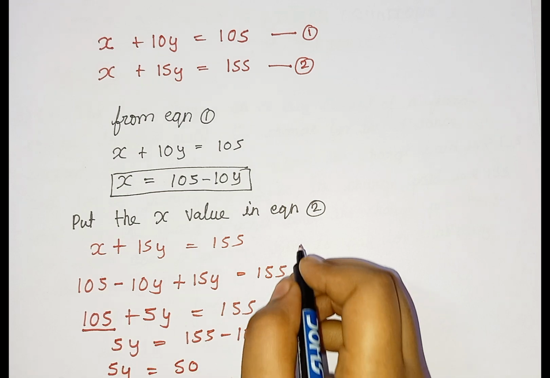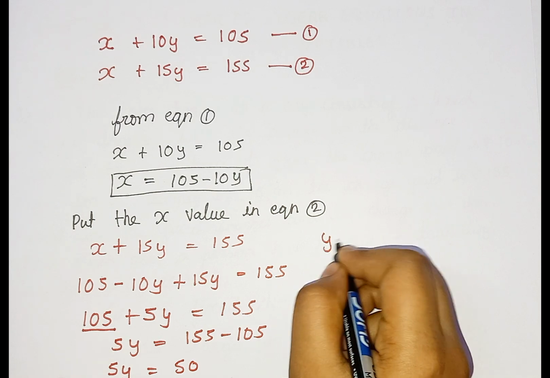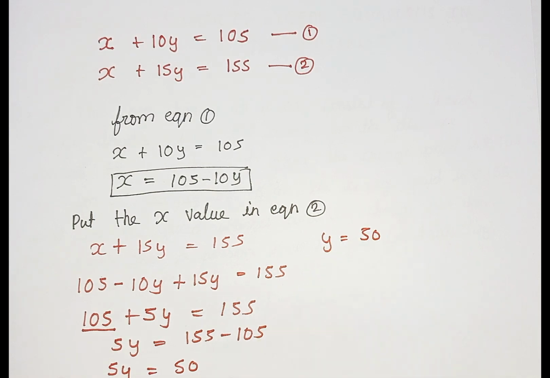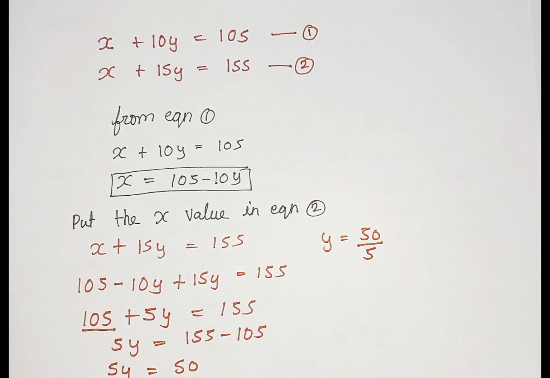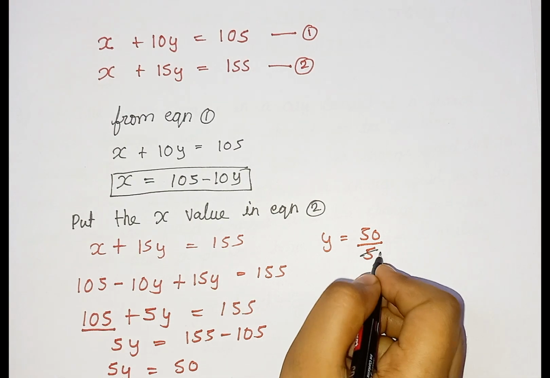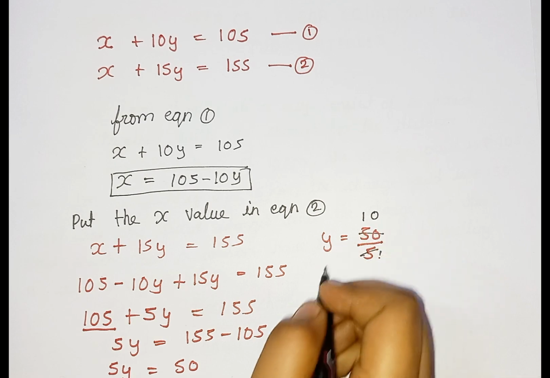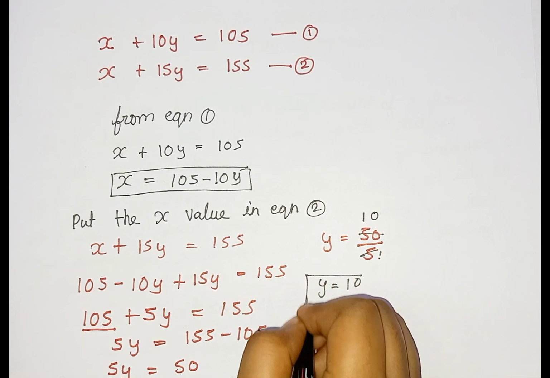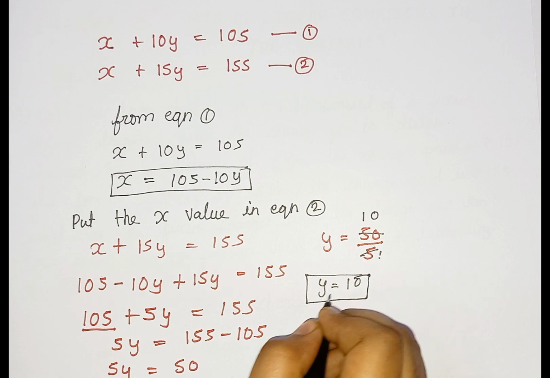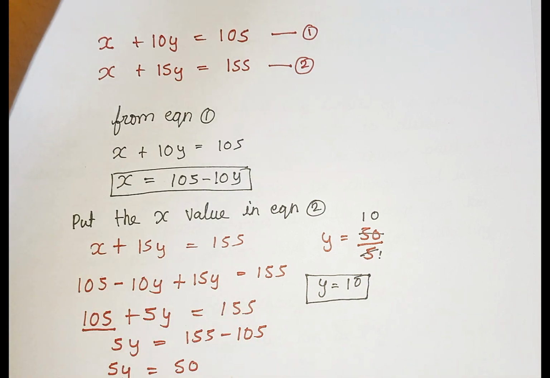Now I will do it here. So y is equal to 50 by 5. Here 5 into y is in multiplication, so when it comes to this side, it changes into division. Now we can cancel it: 5 ones are 5, 5 ones are 5, 0 as it is. So the y value is 10. Now we got the y value, but we need the x value. How to find the x value? Put the y value in equation number 1.